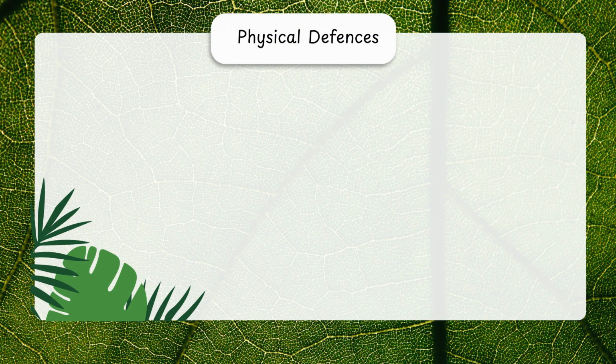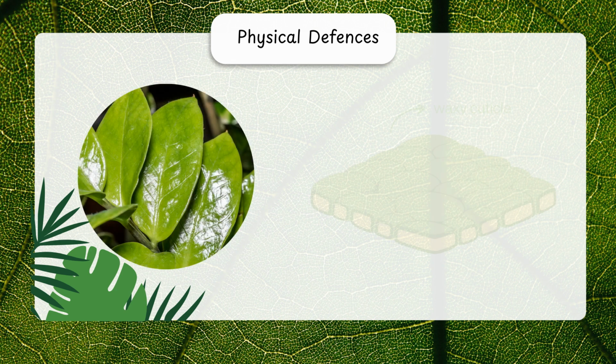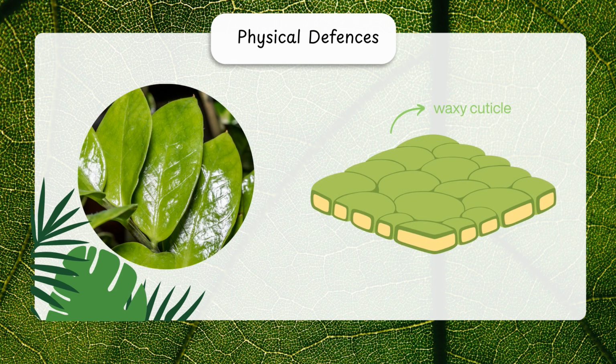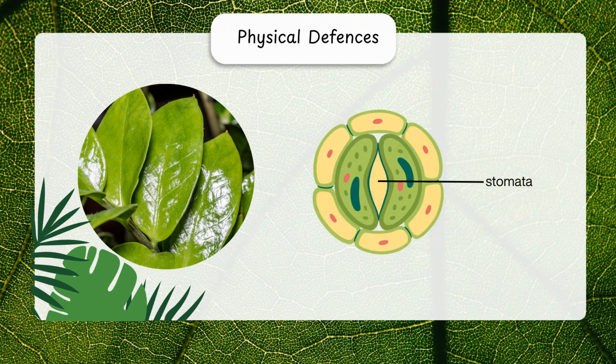Plants have several physical barriers that prevent pathogens from entering and causing disease. Most plant leaves and stems are covered by a waxy layer called the cuticle. This layer acts as a barrier, preventing water loss and blocking pathogens from entering the plant. The only place that pathogens can enter is through small openings called stomata, which the plant uses for gas exchange.